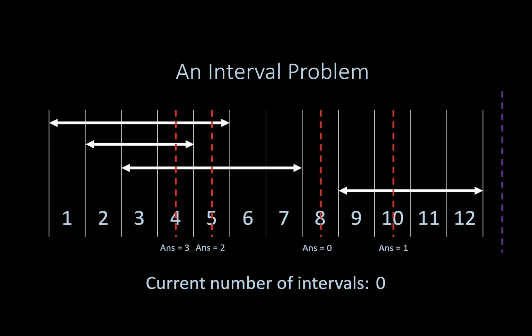The sweep line algorithm is most commonly used when we have some sort of intervals like this. We just keep track of some data structure or some counter as the sweep line moves from left to right.